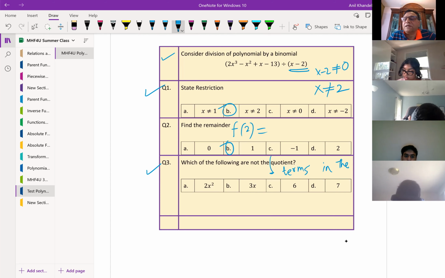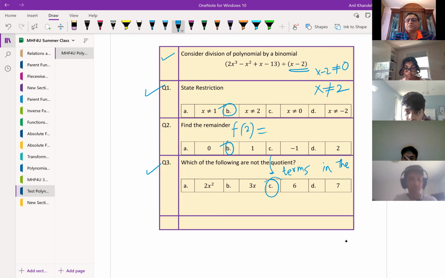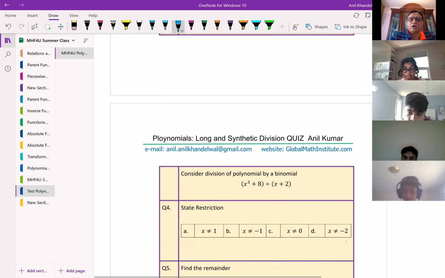So one of them is not in the quotient. Which one is not there in the quotient? Tell me. The other three are. The answer I got is 2x squared plus 3x plus 7. So this is not there. You get the idea? So this was very simple. Good. You all got it, correct?